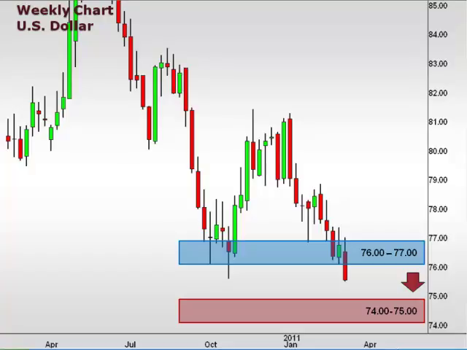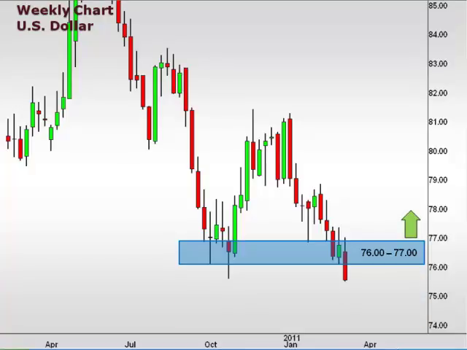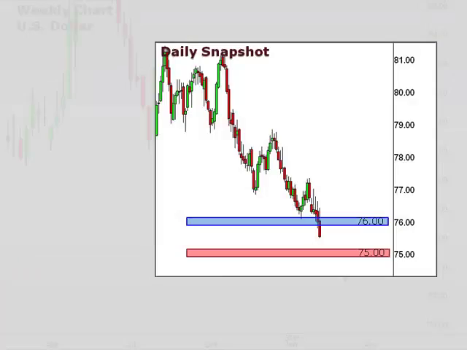We still need to see a break above 77 to support a reversal in the current U.S. dollar downtrend. Let's take a quick look at a daily snapshot. We can see here that a retracement up to 76 may indeed be a probability after such a significant close to the downside on Friday. However, failure to hold above that 76 level is likely to reverse and test 75 for support.